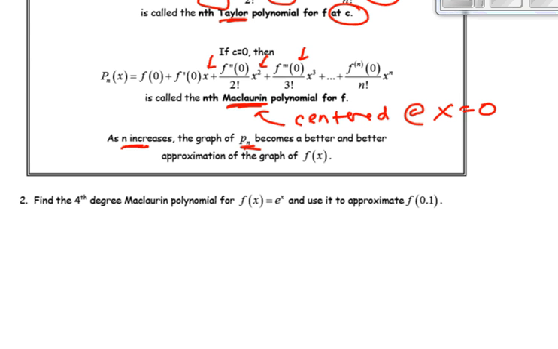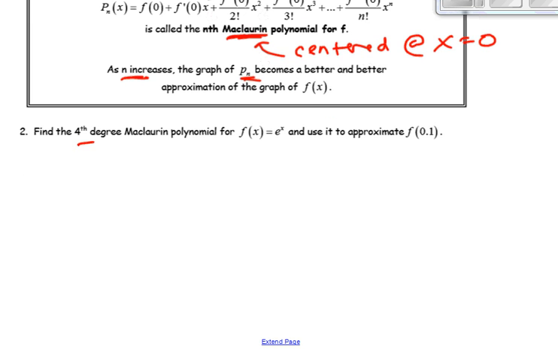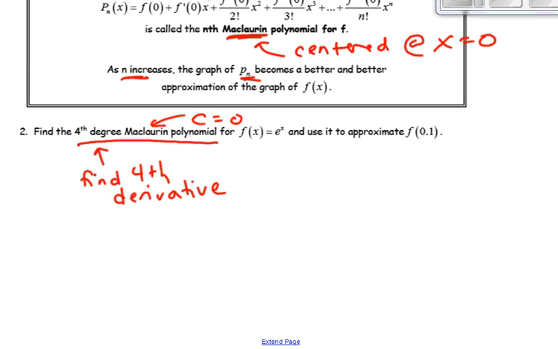Okay, now I know this is all very new and very confusing, so let's go ahead and follow the process for number 2, and then I'll show you in the graph how that looks. All right, so it says find the 4th degree Maclaurin polynomial. So 4th degree, that means we're going to find the 4th derivative. And then a Maclaurin polynomial, what that means is our center is at 0. And then for our function e to the x, we're going to use the 4th degree to approximate f at 0.1. We're going to see the difference from our first example.